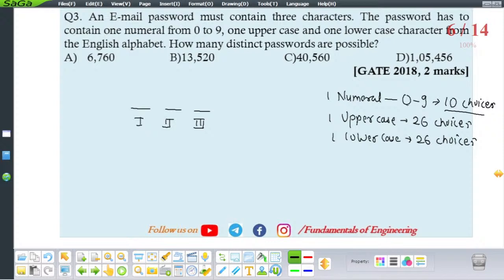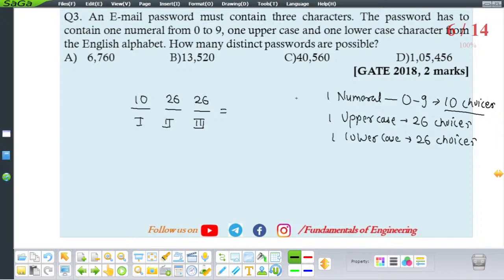So we can use 0 at the first position. If we write a numeral at the first position, how many choices are there? 10 choices. So we use 10 here. And if we write an uppercase letter at the second character, we get 26, and a lowercase letter at the third, we get 26. So 26 into 26, 26 squared.